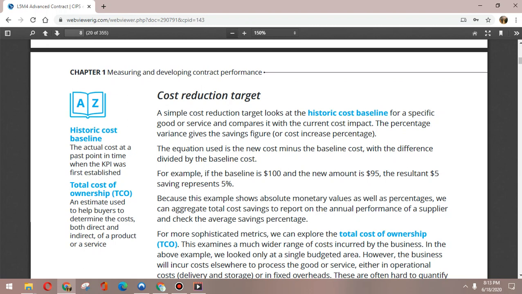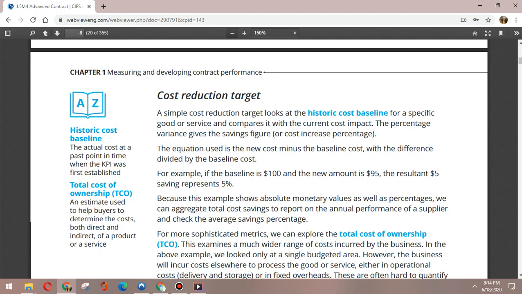For example, if the baseline is $100 and the new amount is $95, the resultant $5 saving represents 5%. Because this example shows absolute monetary values as well as percentage, we can aggregate total cost savings to report on the annual performance of a supplier and check the average savings percentage.